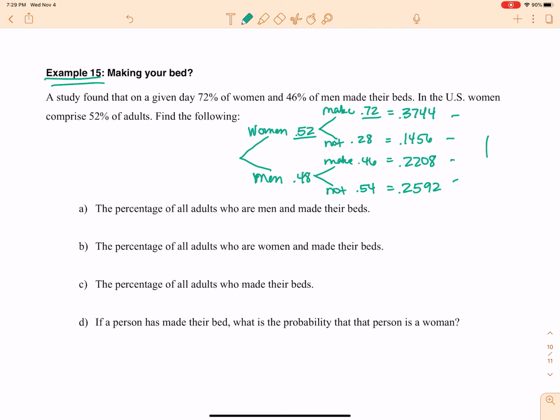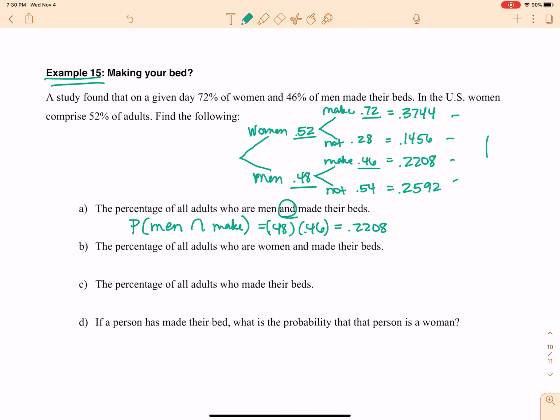All right, so part A, the percentage of all adults who are men and make their beds. So how do we find an intersection in a tree? So I've got the probability of being a man and making their bed. Well, if you'll notice the language I used when I multiplied these, men and make, so 0.48 times 0.46 equals 0.2208. That is my answer.